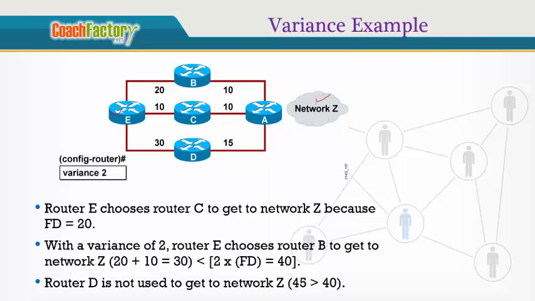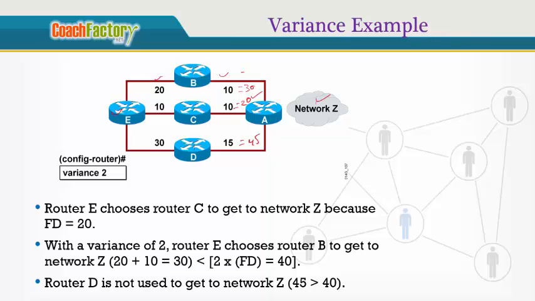So here we got three paths with three different metrics. Via router B, it is 20 plus 10, the feasible distance value, and 10 plus 10, that's 20. So this is 30, this is 20, and this is 45. So which one is the EIGRP router going to choose? Which has the lowest FD? 20 is the lowest FD, so it is going to select this one as the best path.